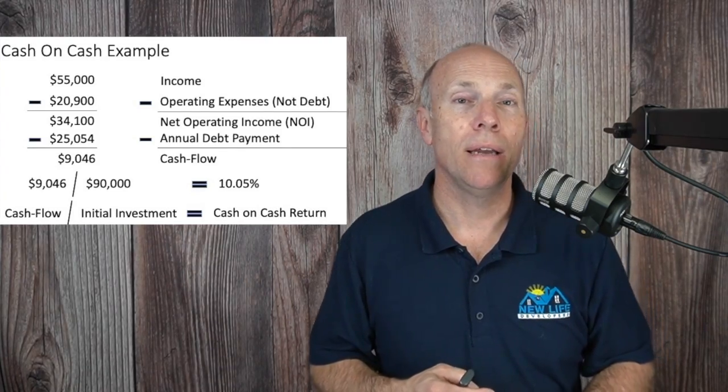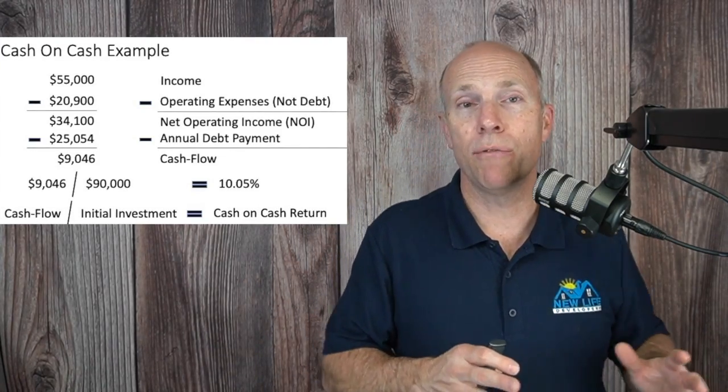Better return on my money. Initially I had about a 7% return if I were to pay all cash. But because I decided to use debt, or leverage, my return went up, and now it's up to 10%, because I'm making money on the bank's money. I borrowed that money at about 3.5% and I'm earning about 7% on their money. So now my average blended rate of return, based on the debt as well as the money I put in, is 10%. That's what we call cash on cash return.